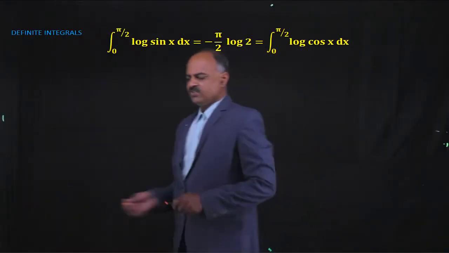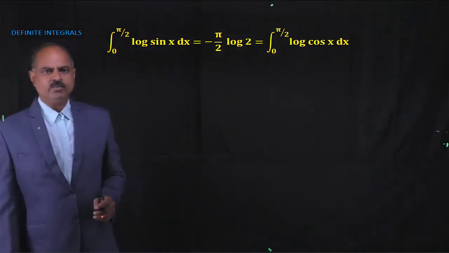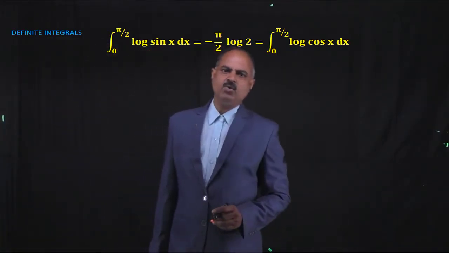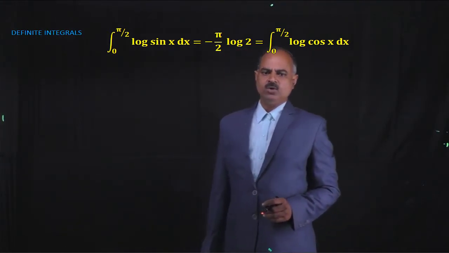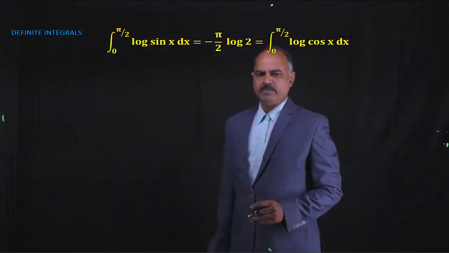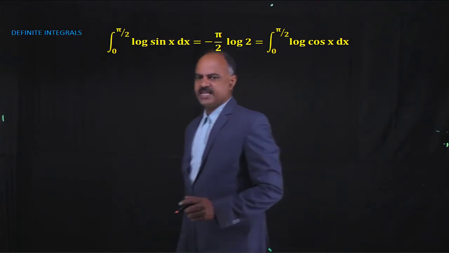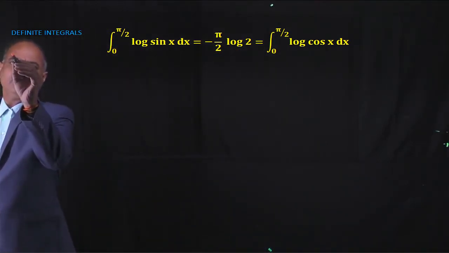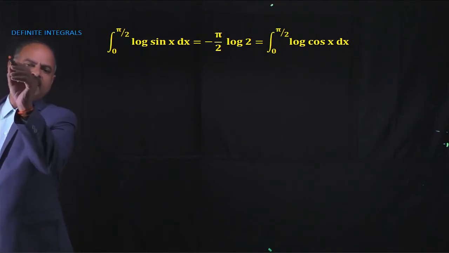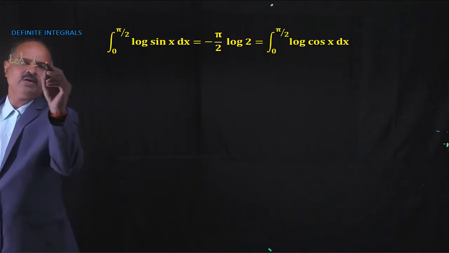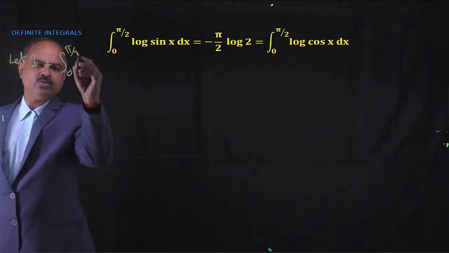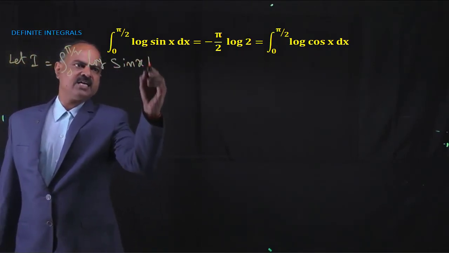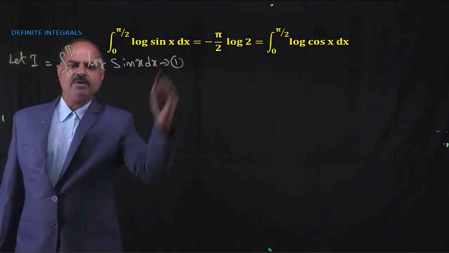Next formula: integral 0 to pi by 2 log of sin x dx equals minus pi by 2 log 2, that is equal to integral 0 to pi by 2 log cos x dx. Now let I equal integral 0 to pi by 2 log of sin x dx. This is equation number 1.